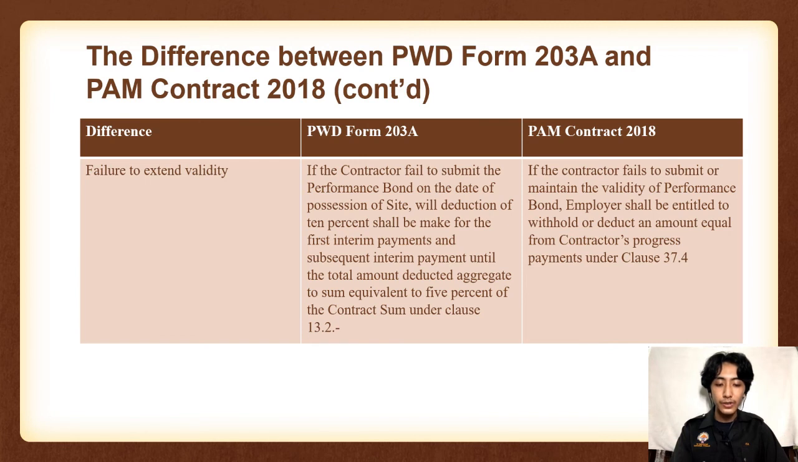Another example, under clause 13.4, if payment is made to the government pursuant to any claim under the performance bond, the contractor shall issue a further security in the form of additional performance bond or bonds for an amount not less than the amount so paid to the government on or prior to the date of such payment, so that the total sum of the performance bond shall be maintained at all times. For PAM Contract 2018, if the contractor fails to submit or maintain the validity of the performance bond, the employer shall be entitled to withhold or deduct an equal amount from the contractor's progress payments under clause 37.4.